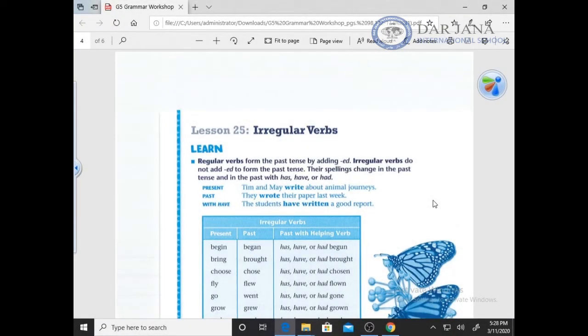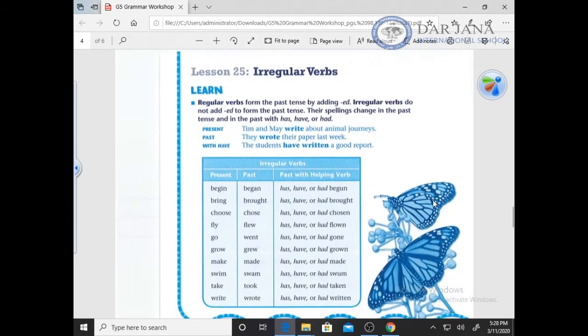Now we are going to start a new lesson in grammar. It's irregular verbs, grammar workshop, page 112.